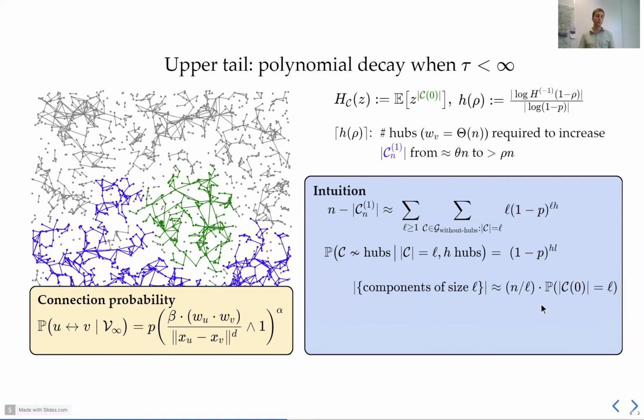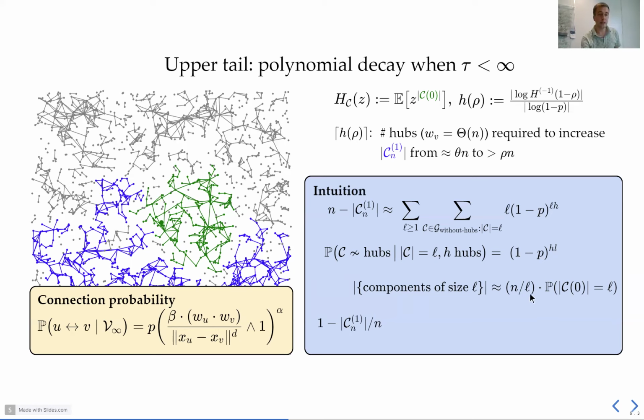So if we want to use this in our formula above, then we'll approximate the number of components of size L by n over L times the probability that the origin is in a component of size L. So now let's consider again the proportion of vertices that is in the giant.